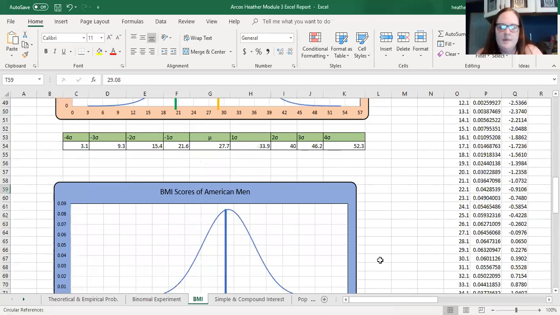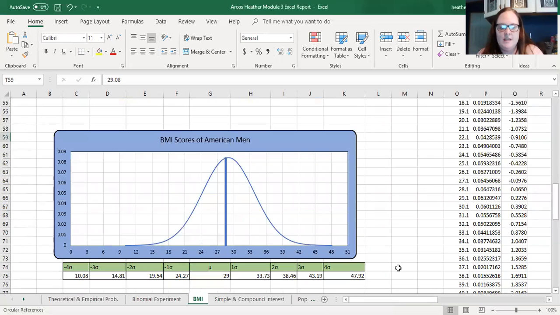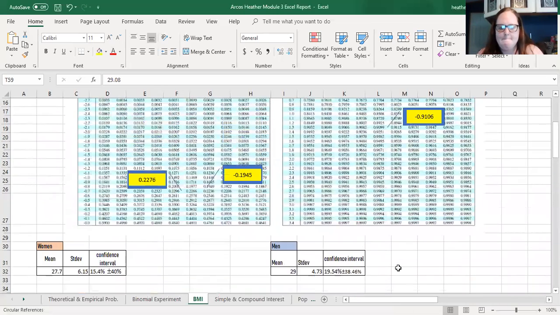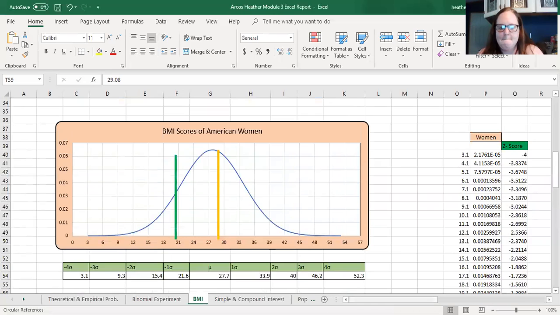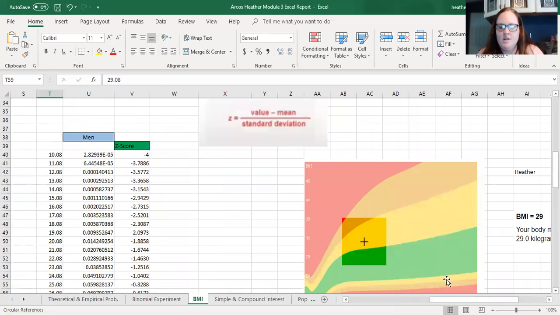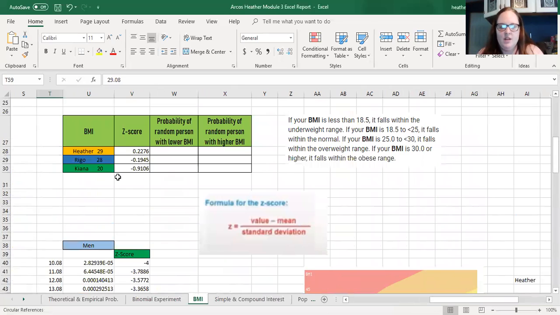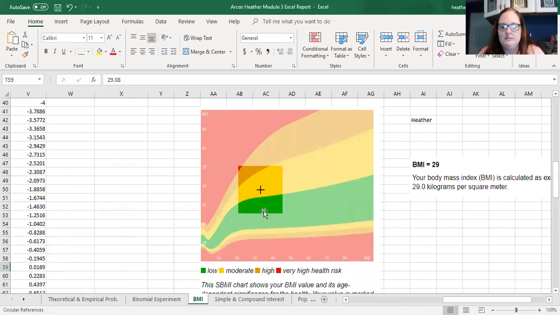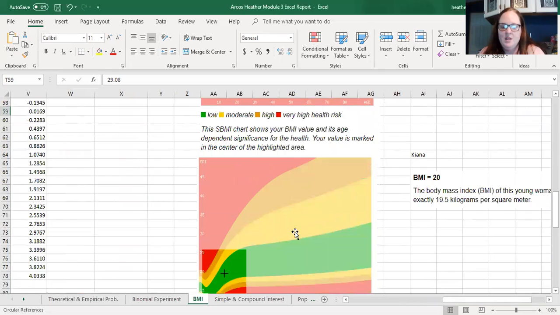So on those, I did mine, my daughter's, and my husband's. Where are the charts? Okay, so I used the BMI calculator that we had on that link. Mine is 29, pretty high. My husband's is 28, and my daughter's BMI is 20. She is very skinny. So yeah, I'm kind of in it says moderate, but I need to work on that.